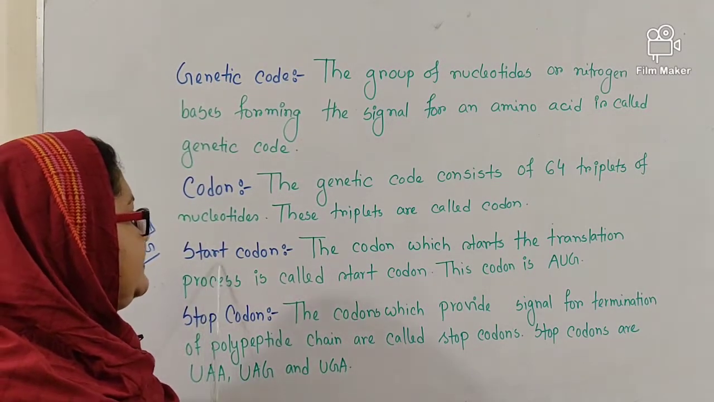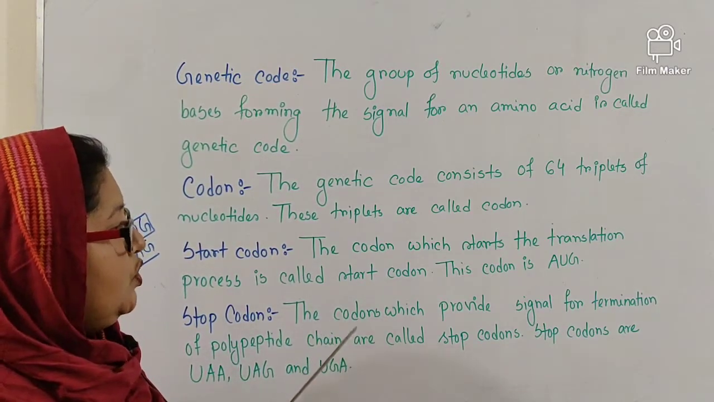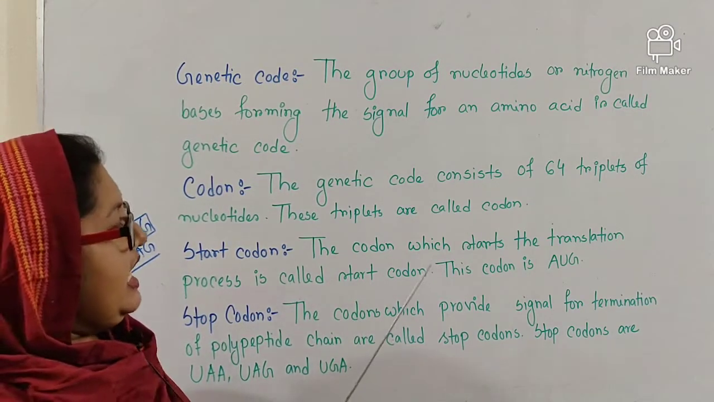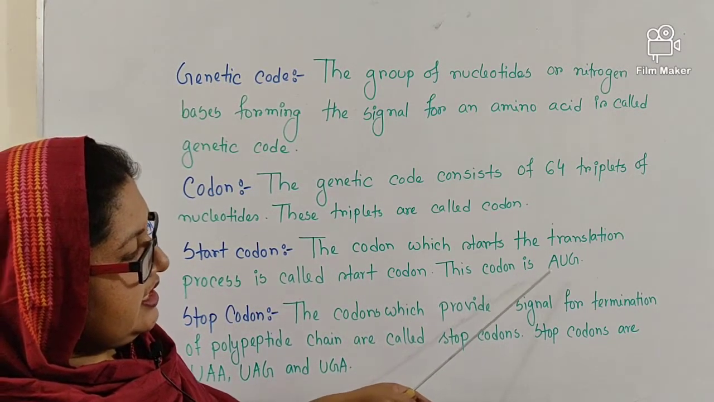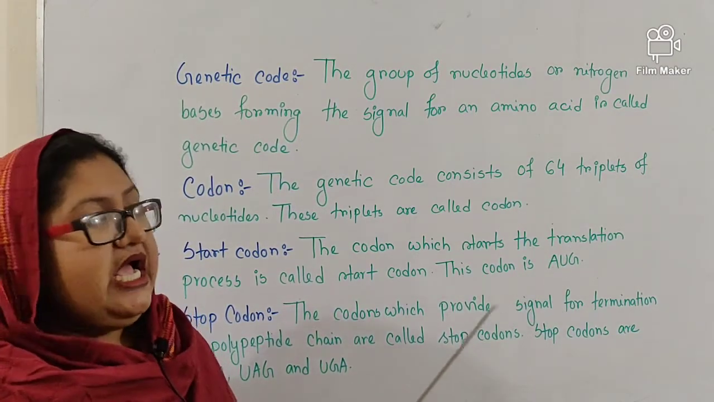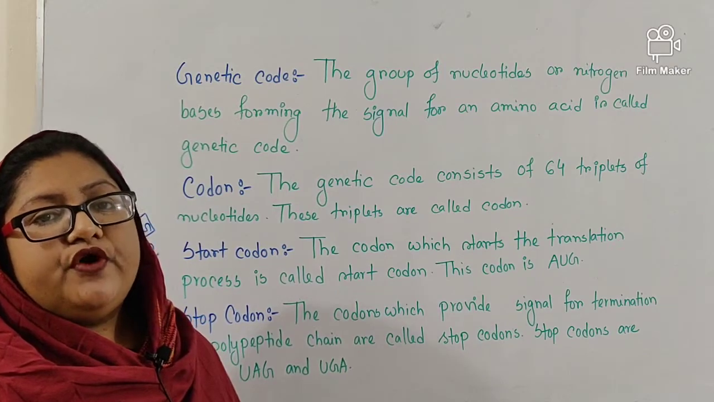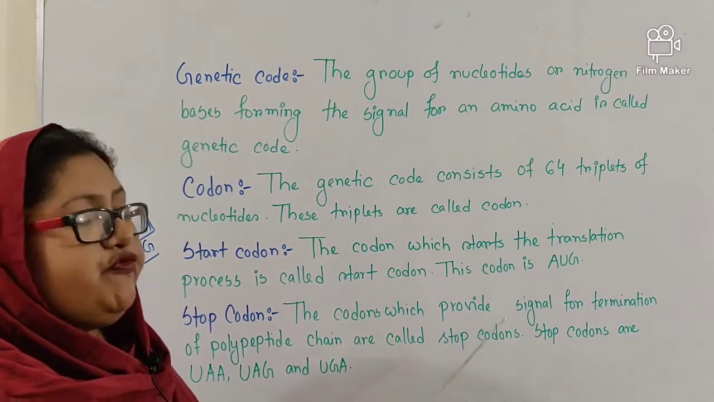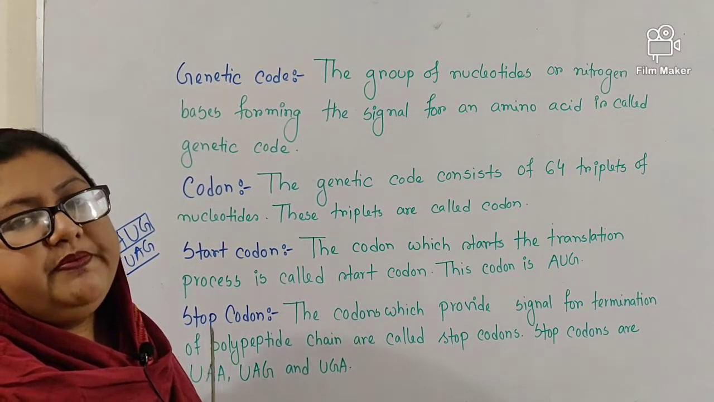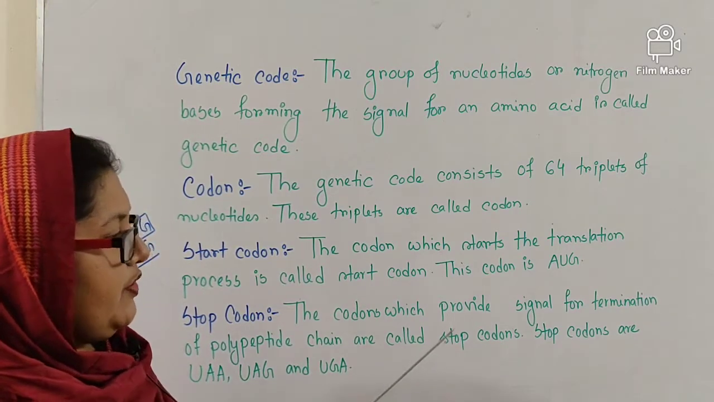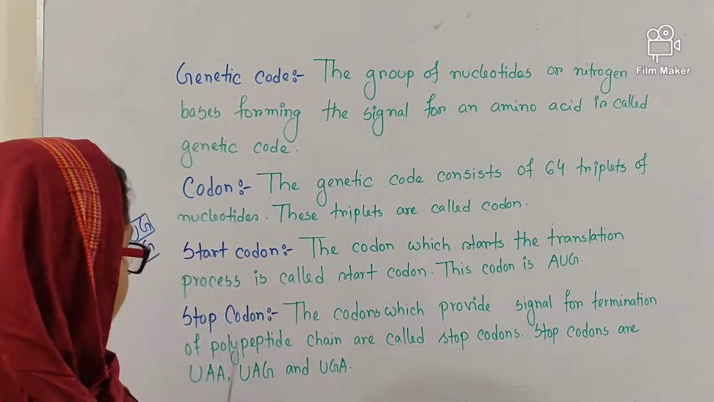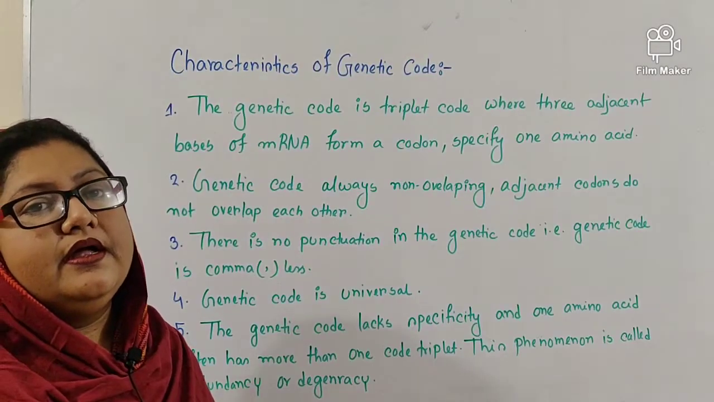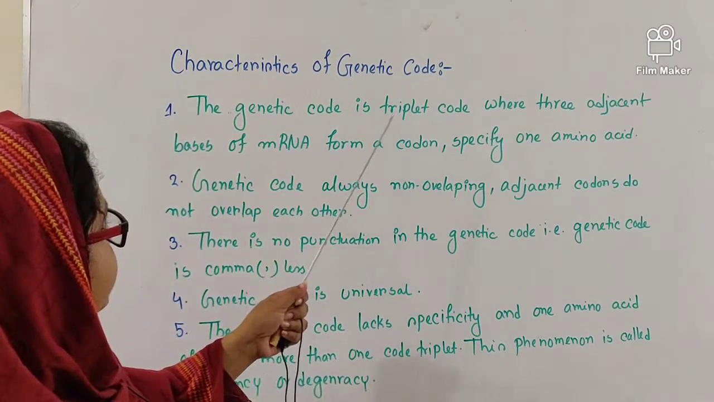Okay? Now, start codon. What is start codon? The codon which starts the translation process is called start codon. This start codon is indicated by AUG. This AUG codes for methionine. Now, stop codon. What is stop codon? The codon which provides the signal for the termination of the polypeptide chain is called stop codon. There are three stop codons: UAA, UAG and UGA.